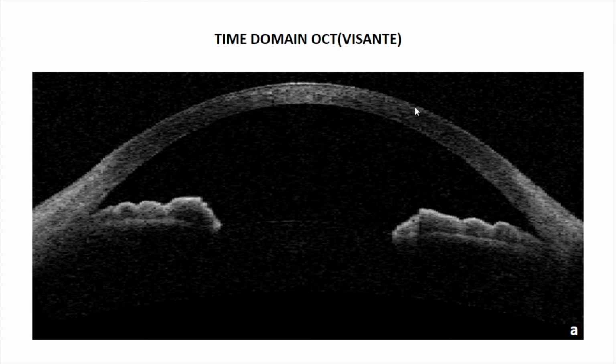This is not a very good image. We cannot see the anterior lens curvature, because it's a time domain scan, or because the scan is not done properly centered. It's not centered. Or probably this image, you can see it, but it is very faint.